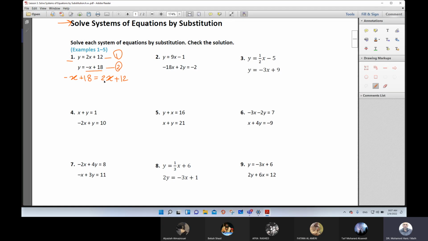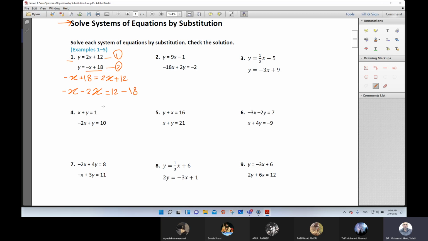So I want to take 2x to the first side. Here we have minus x. And when you take any term from one side to the other side, you switch the sign. If you have negative, make it positive, and if you have positive, make it negative. Here we have positive, so make it negative. So negative 2x equals 12. And we want to take 18 to the second side. 18 positive will be what? Negative.